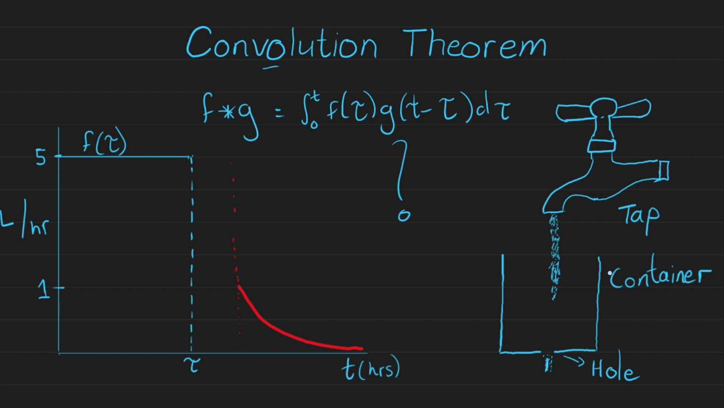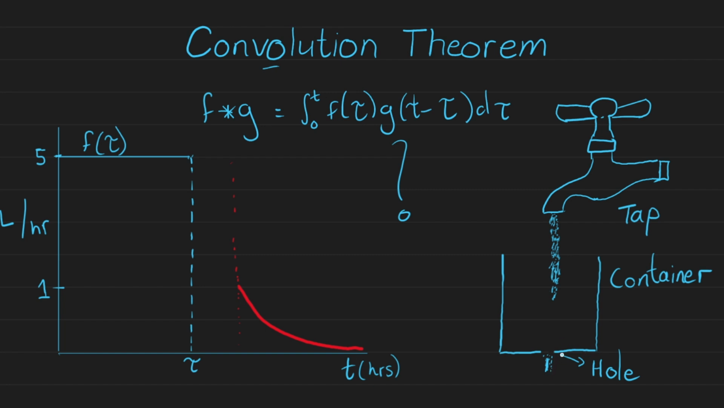Firstly, let's look at water filling up this container from this tap. We said that it's open and the water is coming out at a fixed rate. This is what you see on the left hand side. You can see the number 5, which means 5 liters per hour. Water is coming out of this tap at 5 liters per hour, and it's fixed. It doesn't change with time. We're going to call that f of tau, where tau is also time. It's kind of a dummy variable. And let's just say there's no hole, so the hole is blocked up.